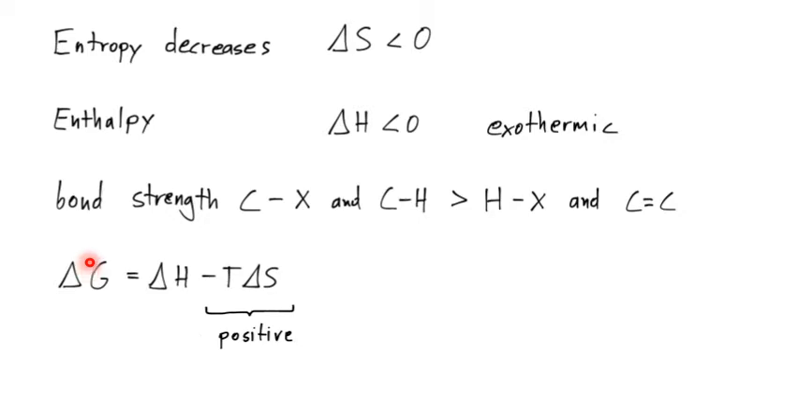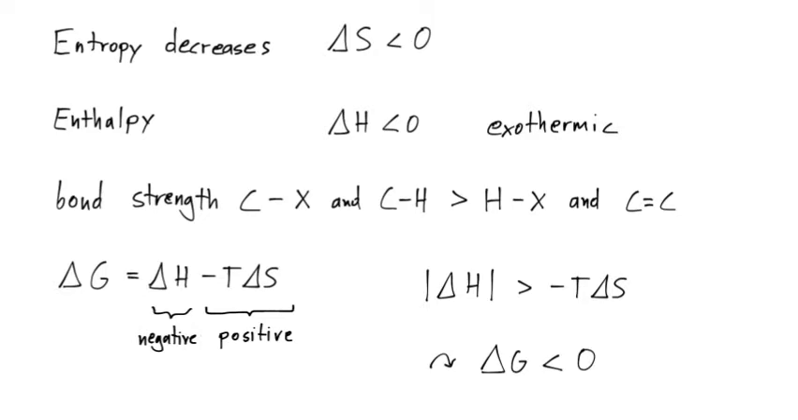Now, in order for delta G to become negative, the delta H needs to be negative, which is the case, and it is actually very negative. It's strongly negative. The absolute value of the delta H is larger than the positive value of the minus T delta S, and that makes this reaction have a negative delta G and be a spontaneous reaction.